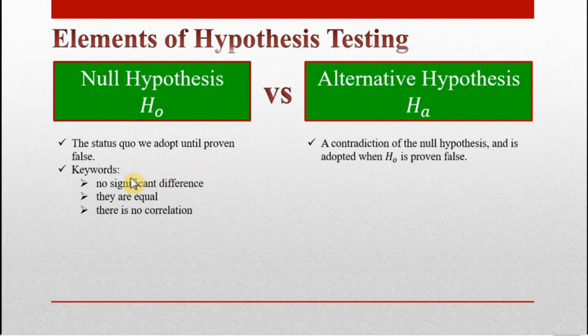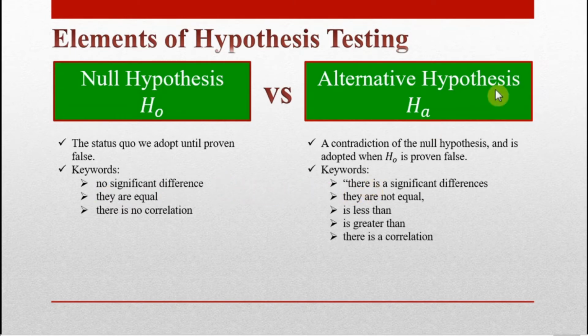So in our null hypothesis, if we are saying that two quantities, say A and B, have no significant difference, or A is not significantly different from B, in our alternative hypothesis, we say that there is a significant difference between the two quantities. Or it's the same if we say they are equal. Or we say that one quantity is less than or greater than the other. For correlations, if the null hypothesis is a statement saying that there is no correlation, for alternative hypothesis, we contradict this statement and say that there is a correlation.